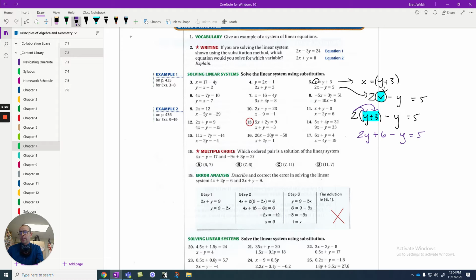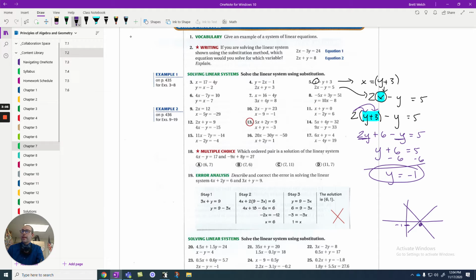I want to combine any like terms I have, and since I have a 2y and a negative y, 2y minus y is a regular y. I still have plus 6 equals 5, and to finish it, I will subtract 6 from both sides, and y now equals negative 1. What this tells me is that wherever these two lines are crossing, the y value is negative 1. I still don't know where it is left and right, but I do know that it's at a y value of negative 1.